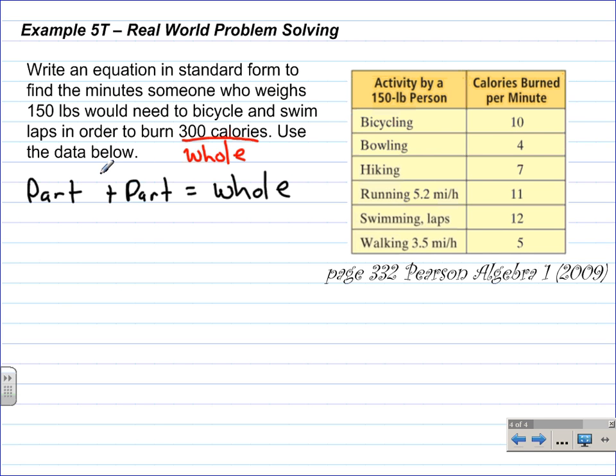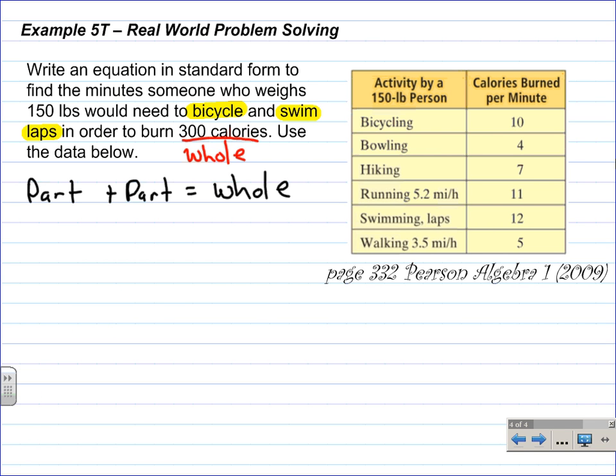The two parts are the parts of the calories that are burned up by doing the two different exercises. The two different exercises in this problem are bicycling and swimming laps. They're going to burn calories by bicycling and swimming laps, and they want to burn 300 calories.